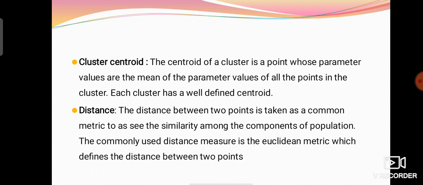Distance. The distance between two points is taken as a common metric to see the similarity among the components of a population. The commonly used distance measure is the Euclidean metric, which defines the distance between 2 points. So this is the formula. There are two sets of points, P1, P2 and Q1, Q2. So this is the formula to find the Euclidean distance between the points.